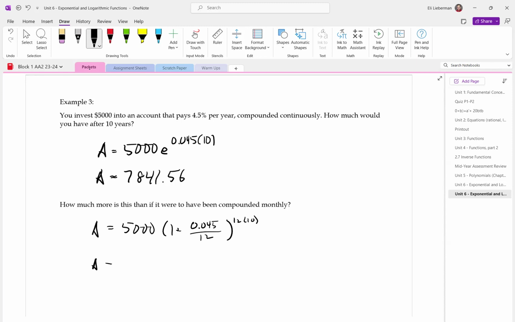I got 7,834.96. I guess we don't need approximations here since it's money. We can say we're going to get exactly that. Do we agree with this? Did you get that number?